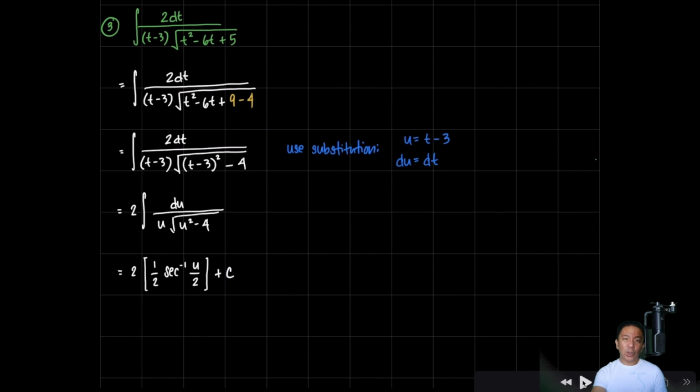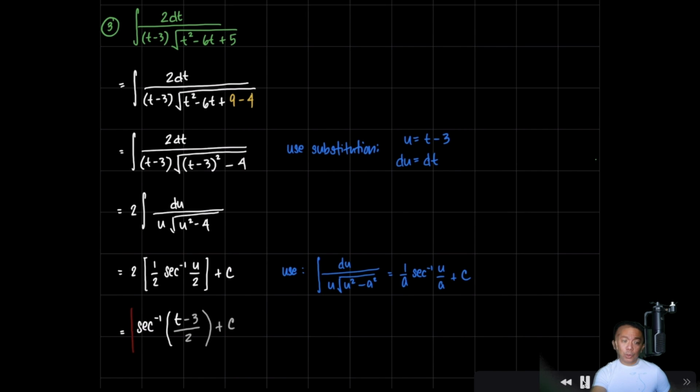So bakit natin to alam? Kasi nga, ginamit natin yung theorem na the integral of du over u times square root of u squared minus a squared, this is equal to 1 over a times arc secant of u over a plus our constant of integration. So all that remains is to back substitute. Magka-cancel yung 2 tsaka yung 1/2. So we'll get arc secant of t minus 3 over 2 plus our constant of integration. And that is our final answer for this problem.